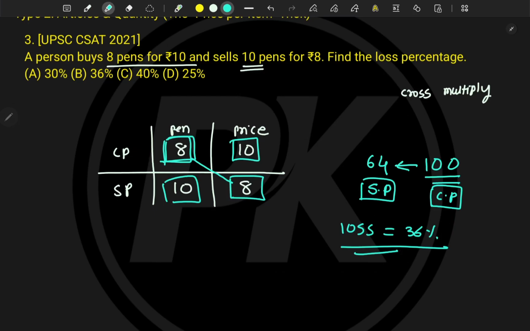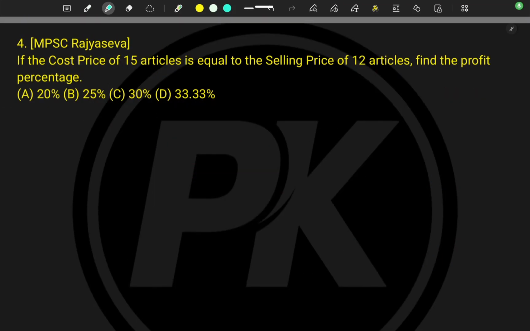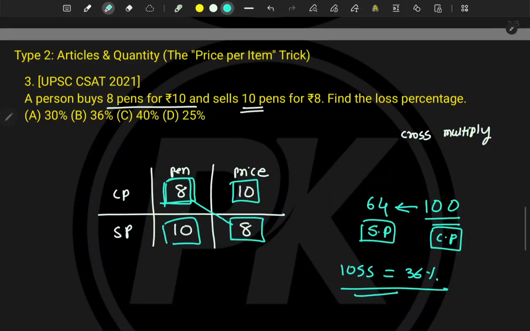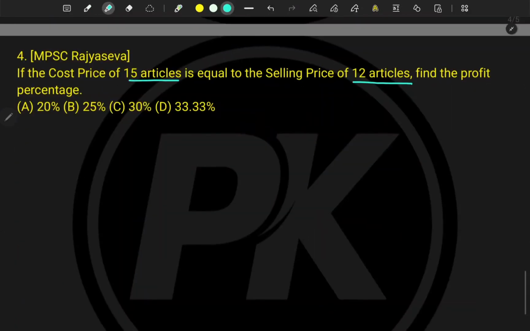But as I said, you cannot remember all the tips and tricks in the examination. Okay, let's move to the next problem. So here is problem number 4, which was asked in MPSC Rajya Seva. If the cost price of 15 articles is equal to the selling price of 12 articles, find the profit percentage. If you remember, in the previous type there was a trick, price per item, right? So here we will utilize that one.